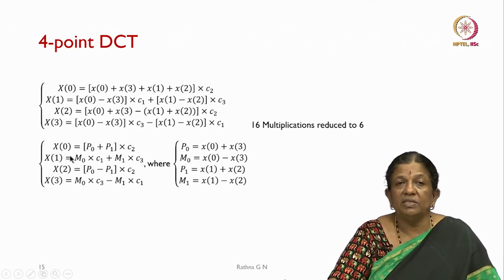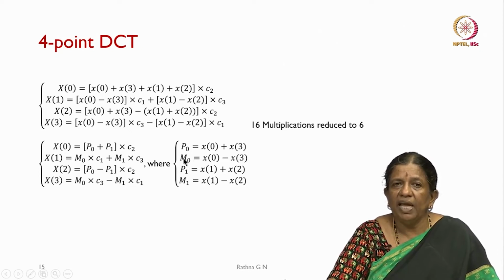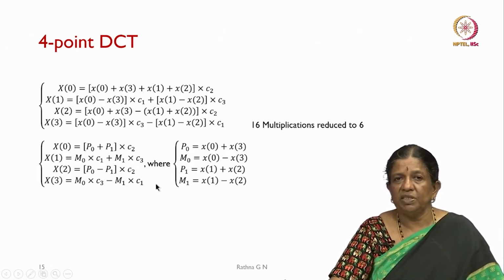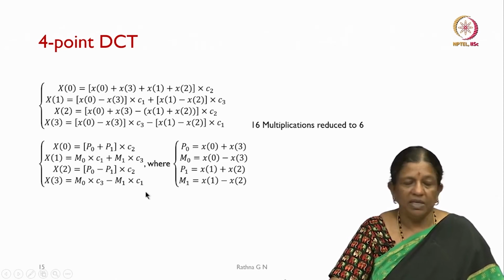We call x of 0 as given by P0 plus P1 into C2. So, what is P0, which is going to be x0 plus x3, and then M0, because we are calculating the negative part of it, x0 minus x3. P1 will be x of 1 plus x of 2 and M1 is represented as x of 1 minus x of 2. Then we will be reordering this. So, we will be seeing x of 0, x of 1, x of 2, x of 3 in terms of P0, M0, P1 and M1 is given by this equation.